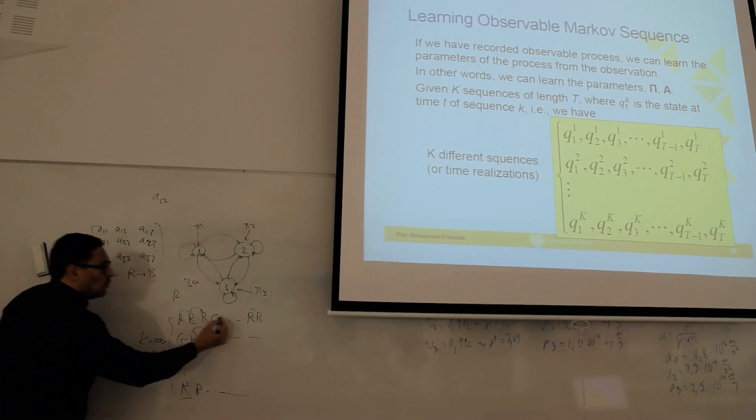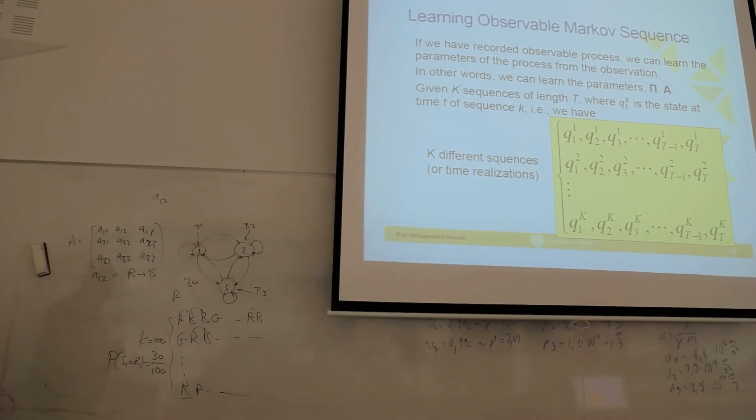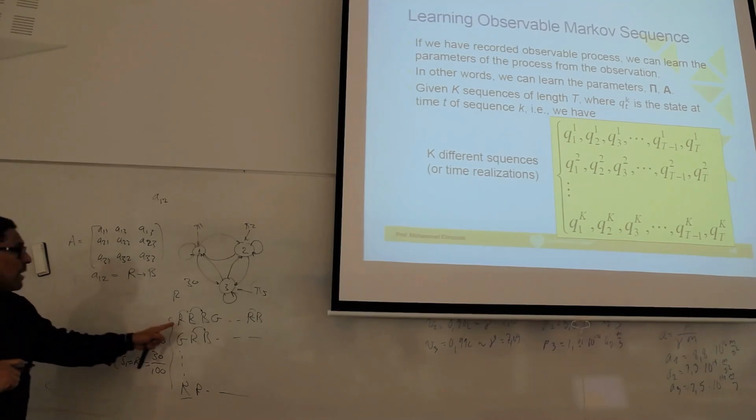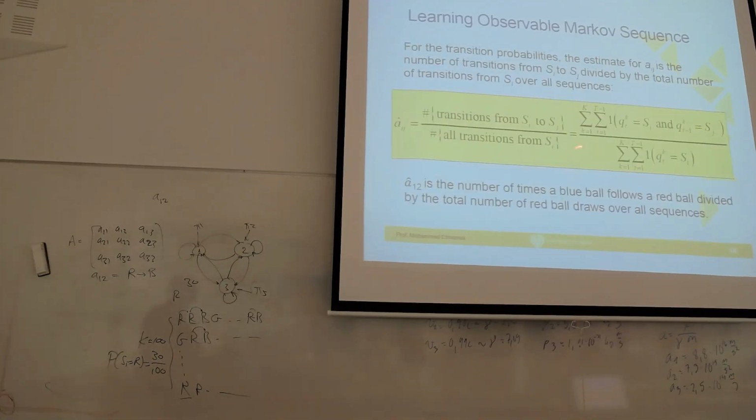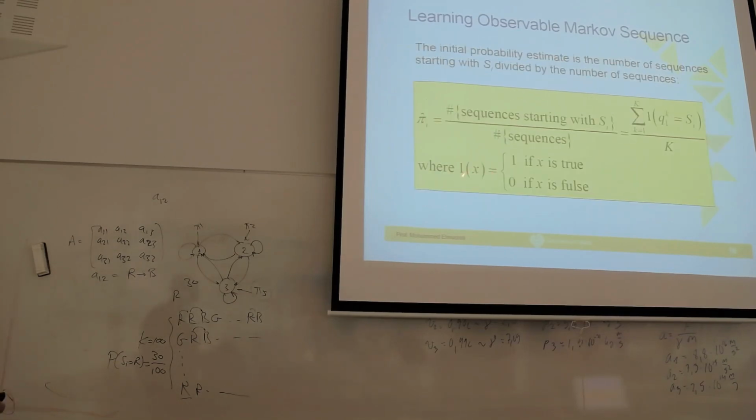So we count every time we have red in all observations, then we count how many times we have the transition from red to blue, and we divide them, as shown here. So the number of transitions from Si to Sj is divided by the number of all transitions from Si. Wherever we have Si, for example the red ball, we take it into account. And we take the summation over all instances in time and also over all observations. Here, 1 of x is the indicator function: it is 1 if x is true and 0 if x is false. So this is just an indicator function to count the number of events.